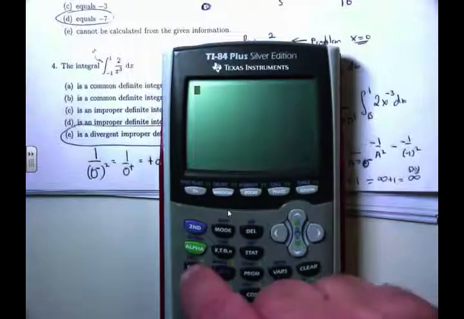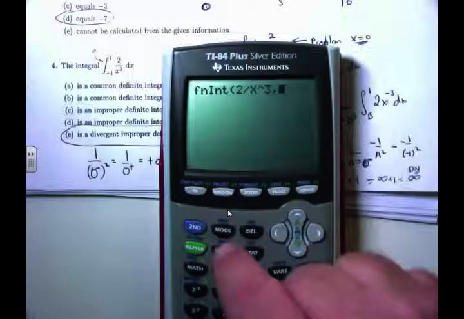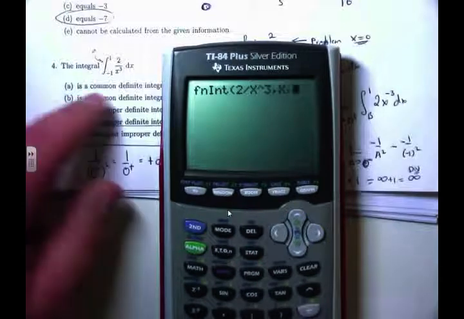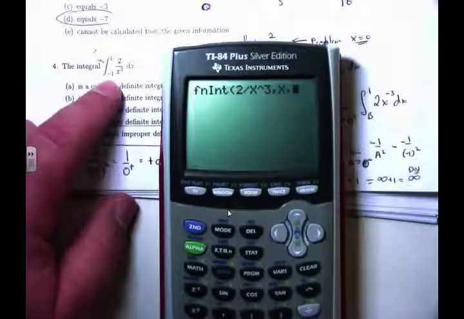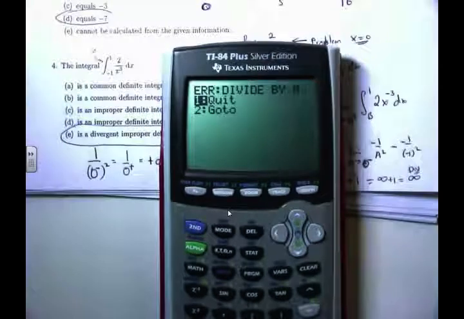All right, math number 9. 2 divided by x cubed, comma x, comma, negative 1 to 1. Shame that you didn't recognize this was improper, but okay, whatever. Check it out on your calculator as well. Just see what the calculator would do for an answer for me. My calculator says I got divide by zero issues, okay?